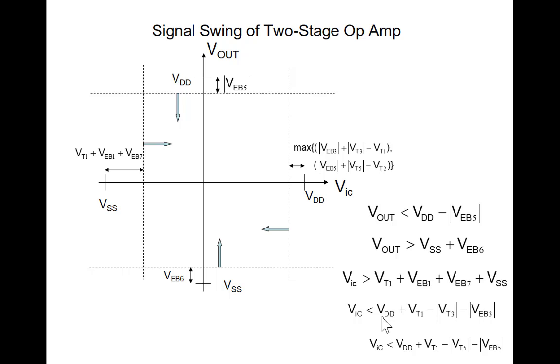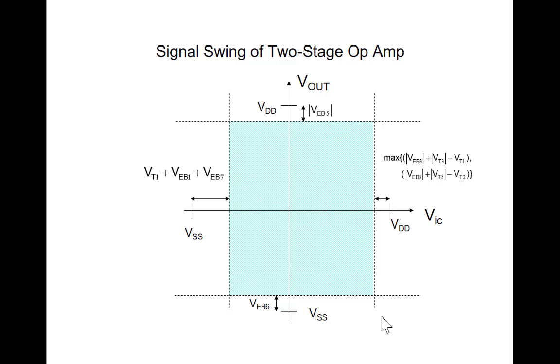Not too bad. In this case, that intersection region is a rectangular region. We saw earlier, we had a single stage amplifier, we had a trapezoidal region. Here we have a rectangular region. That's pretty nice. So here are the regions of operation of the device, the common mode input range and the output range.